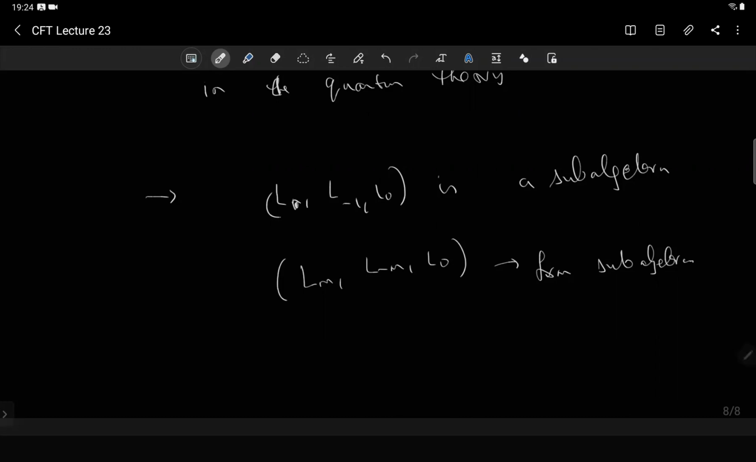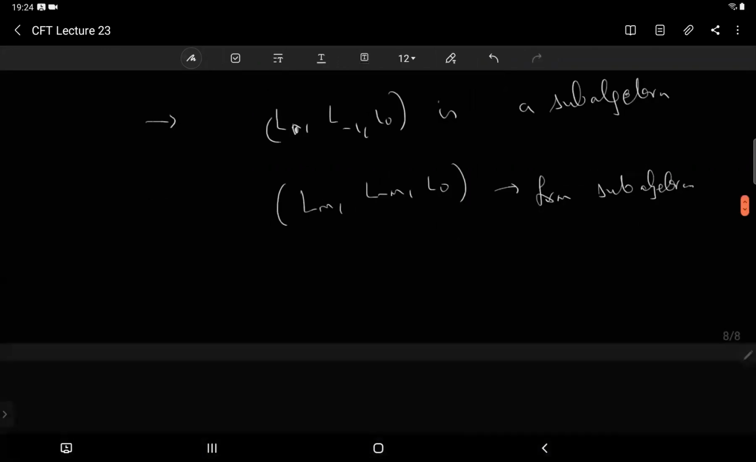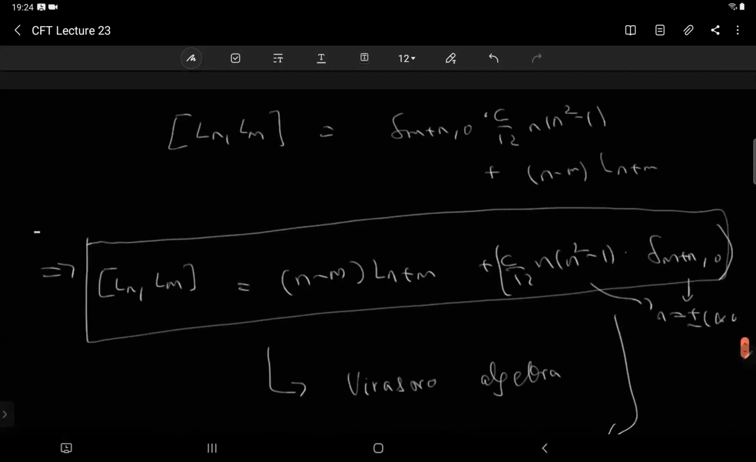Now, is this okay up to this point? So we derive the Virasoro algebra from here.